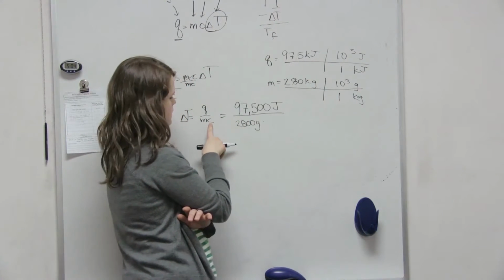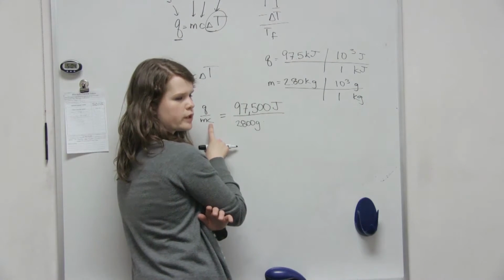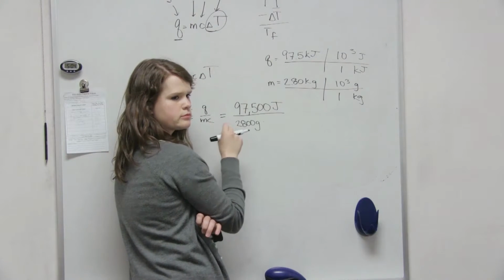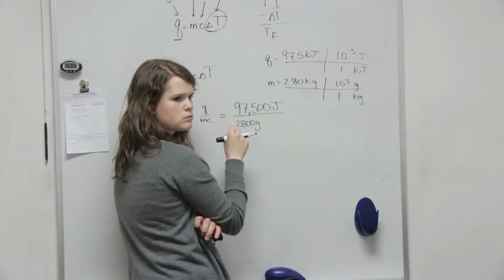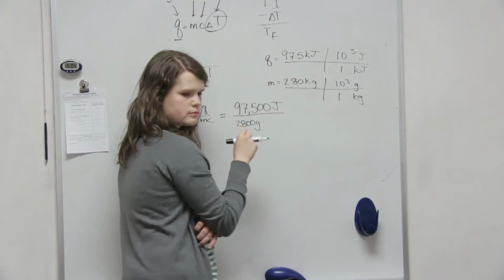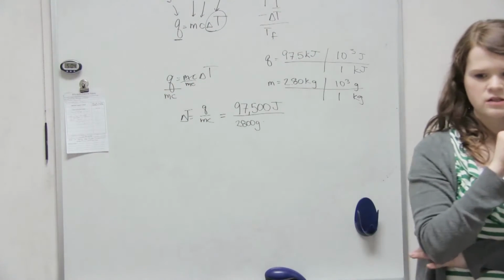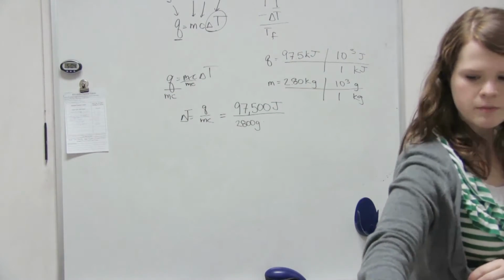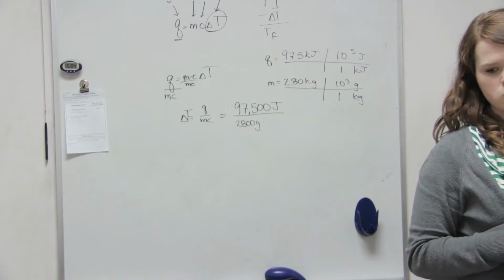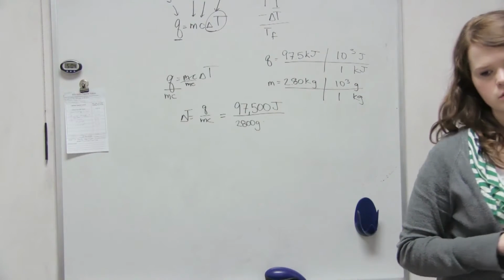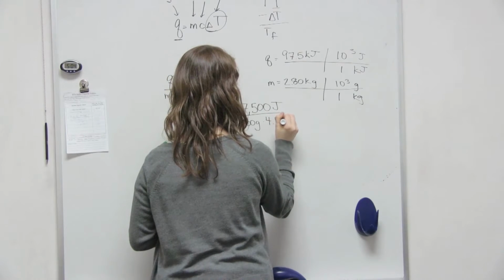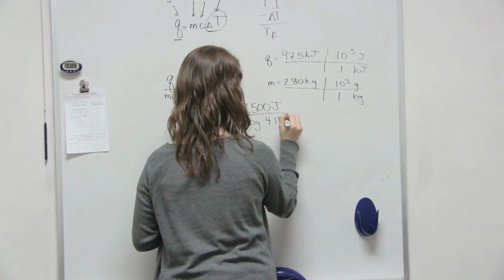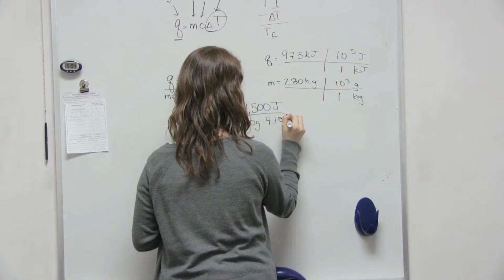Times specific heat, or heat capacity. There's one more number, so I'm guessing that's the specific heat. 33.5 is degrees Celsius. Look in your second paragraph. The specific heat capacity is 4.18 joules over grams times K.